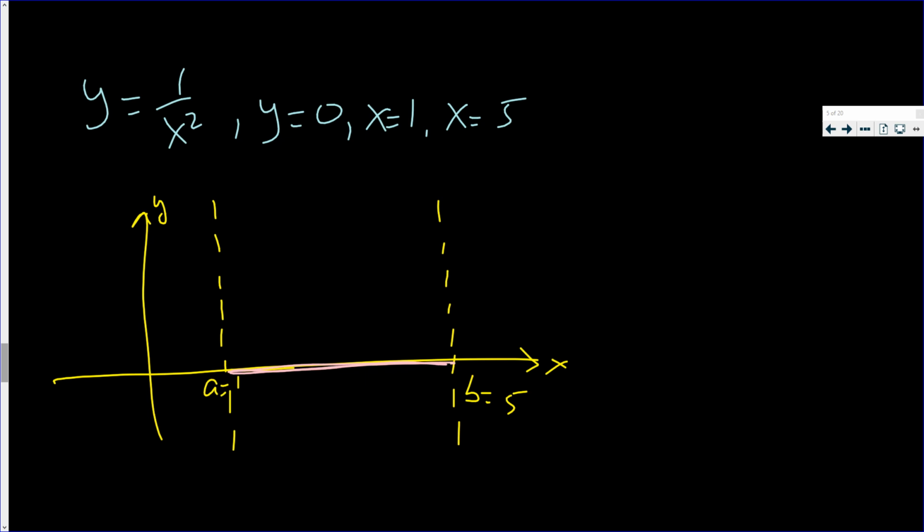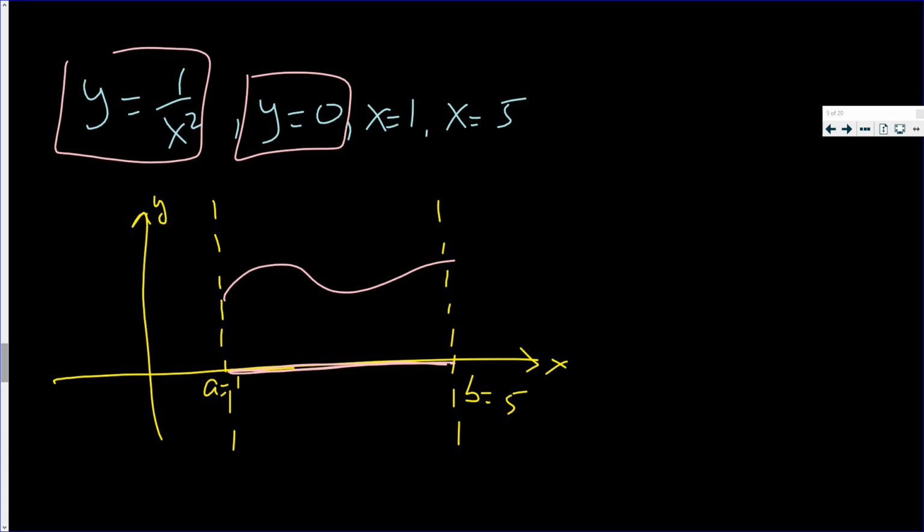Now, nobody's saying that this function and this function meet at 0. Nobody's saying that. So maybe this function goes like that. Okay? So we want this area. Maybe this function, 1 over x squared, maybe it goes like this. So we want this area plus that area.